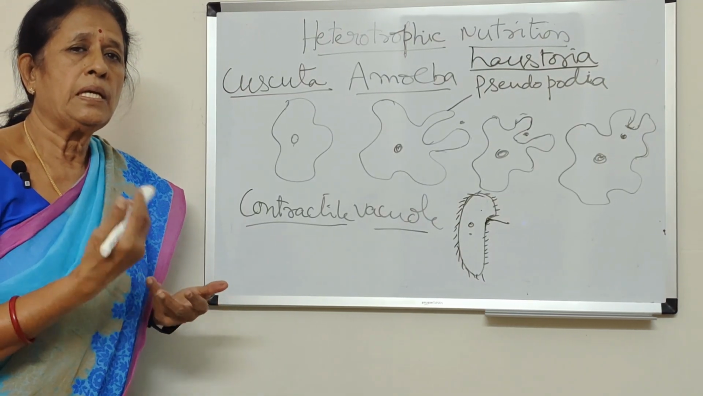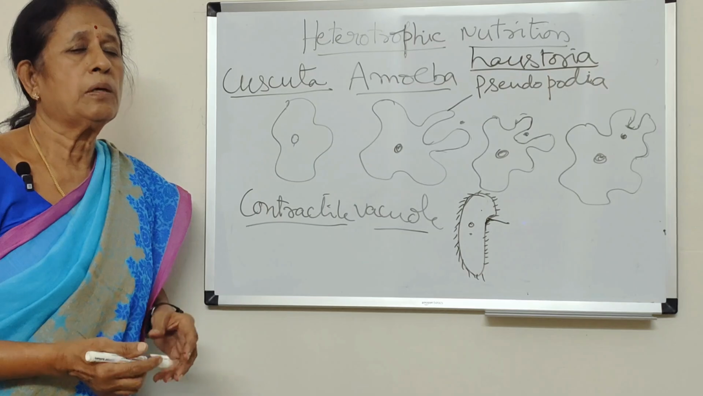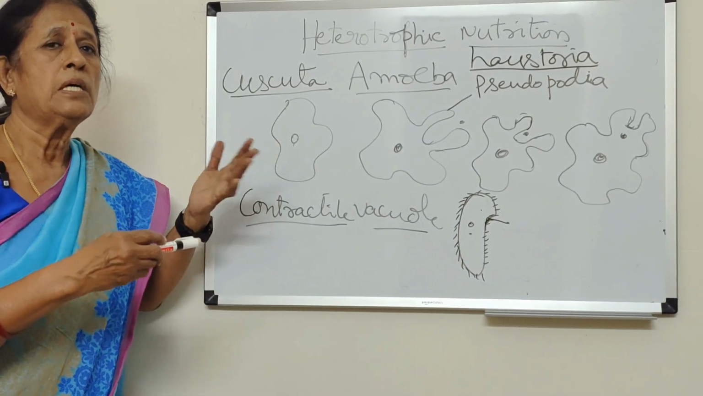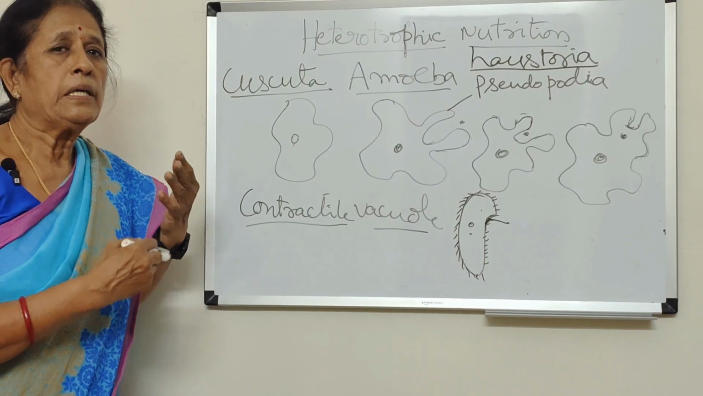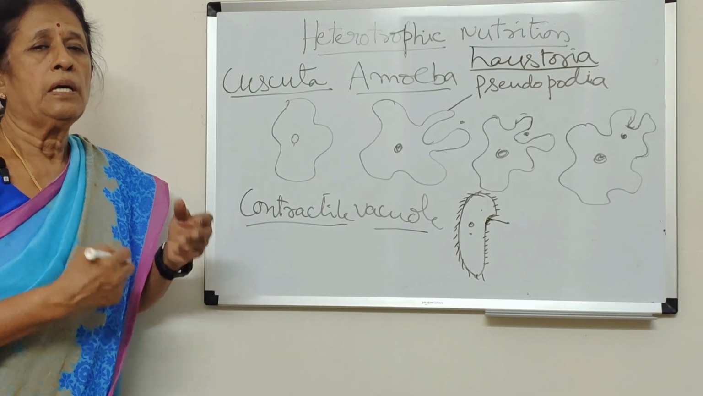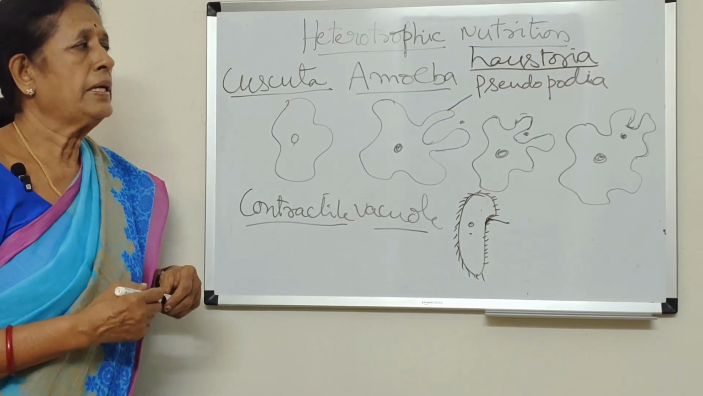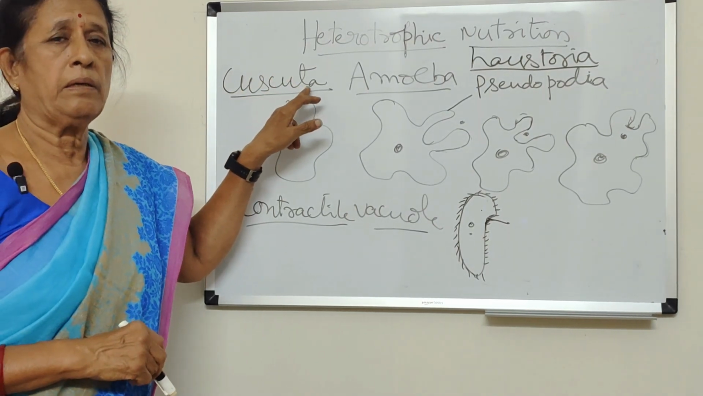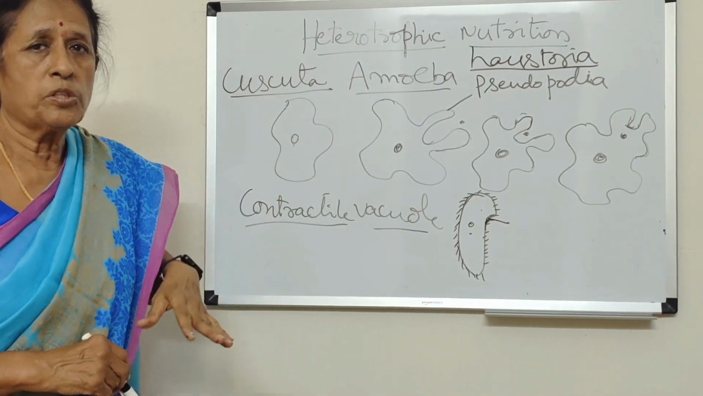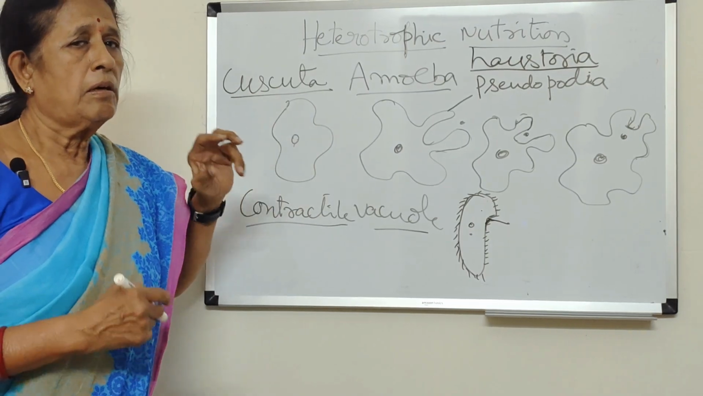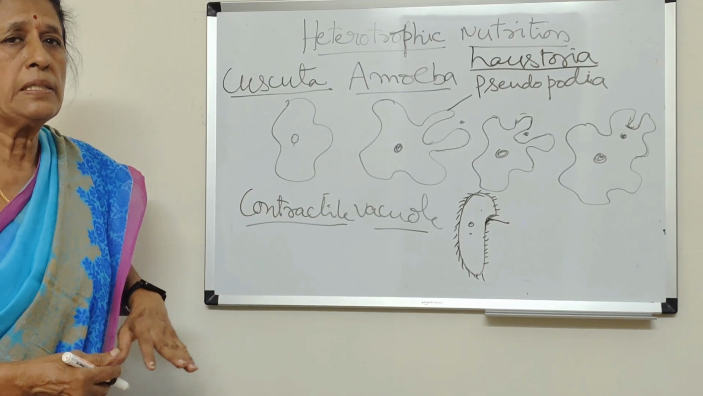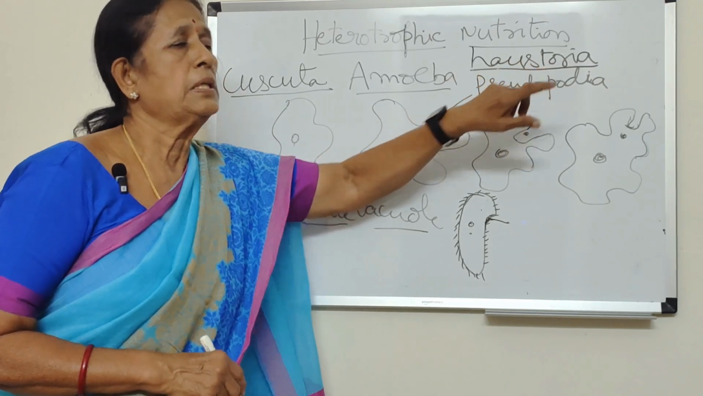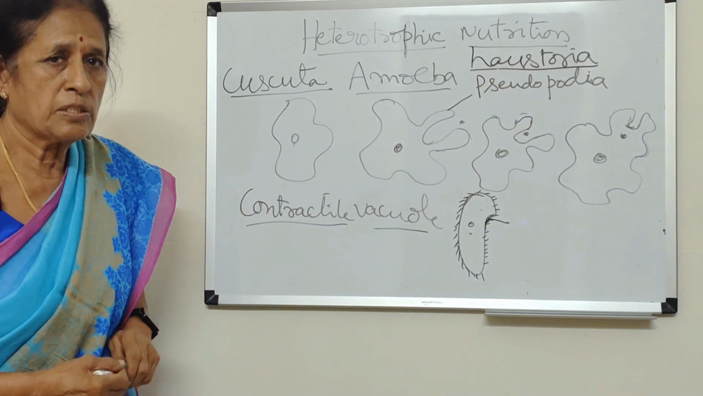Sometimes there are chances for the host plant to die also, because Cuscuta is occupying the entire surface of the host plant, and it is taking the food material. So Cuscuta is a parasitic plant which lives on the host plant, and it draws nutrients, food materials from the host plant by means of finger-like projections, which are called haustoria.